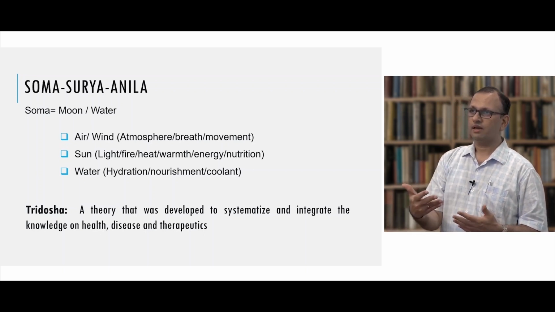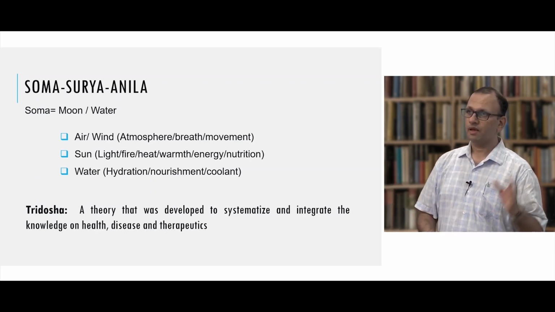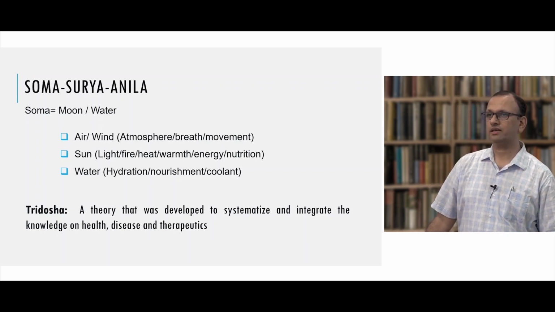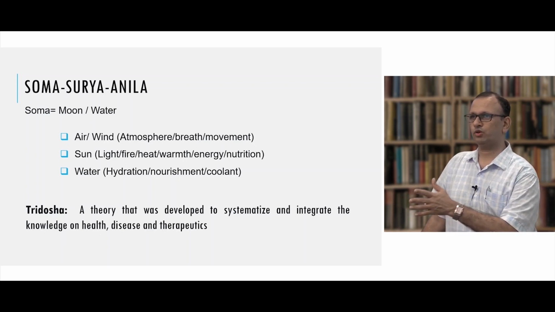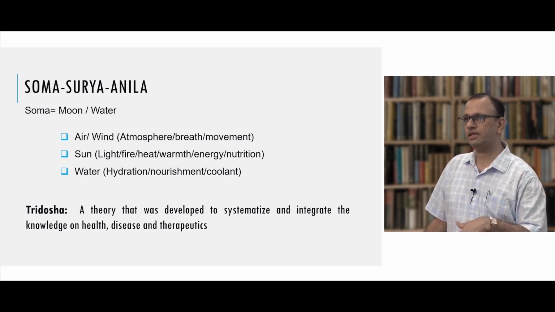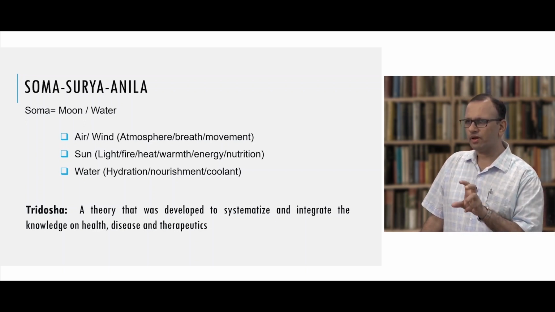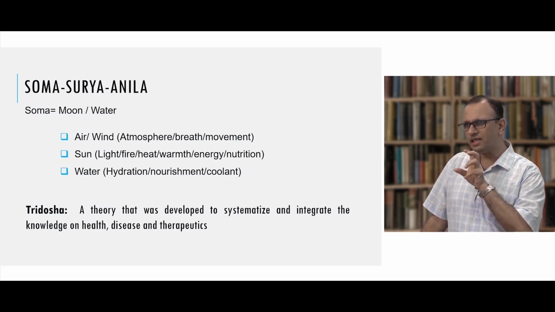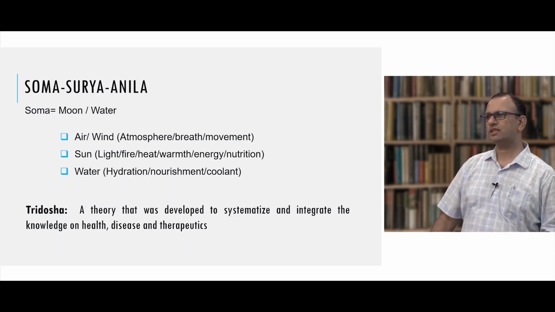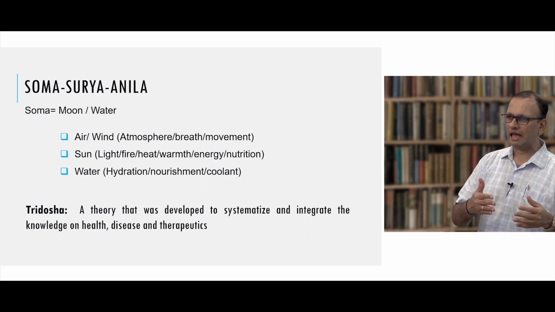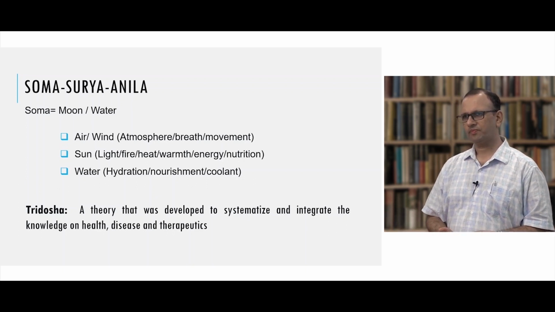So air or wind is related with atmosphere, breath, and also movement. Sun is associated with the light, fire, heat, warmth, energy, nutrition, right? All these are associated with sun. And water is associated with the hydration, nourishment, coolant. So these are the features of wind, sun and water. And hence, based on this, Tridosha theory was developed, right? A theory that was developed to systematize and integrate the knowledge on health, disease and therapeutics. So that is how we can define Tridosha theory, right?